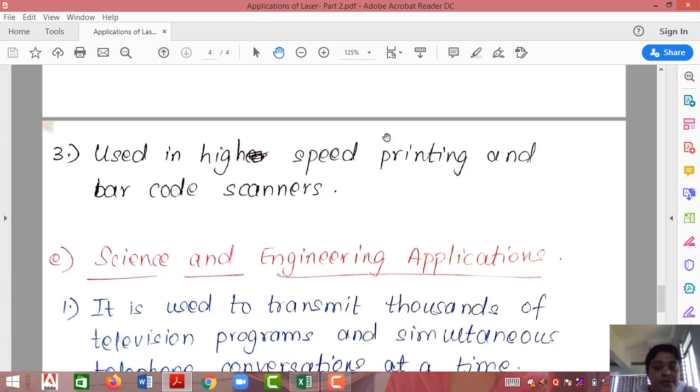The earlier version of printer was dot matrix printer, but now laser printers are used very widely because they have a very high speed. Laser is also used in barcode scanners. Whenever you visit any provision store, you visit any mall, in the billing section, you might have seen there's a red light which passes on through the code. So those barcode scanners also use laser beam.